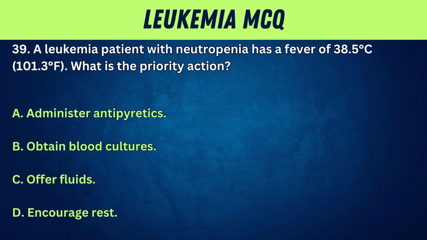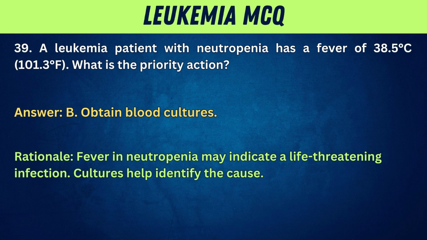39. A leukemia patient with neutropenia has a fever of 38.5 degrees Celsius, 101.3 degrees Fahrenheit. What is the priority action? A. Administer antipyretics. B. Obtain blood cultures. C. Offer fluids. D. Encourage rest. Answer: B. Obtain blood cultures. Rationale: Fever and neutropenia may indicate a life-threatening infection. Cultures help identify the cause.